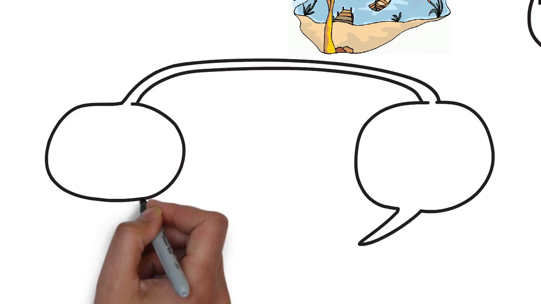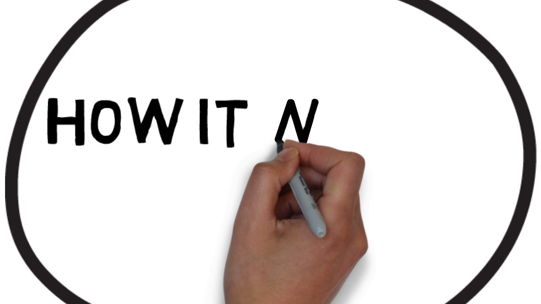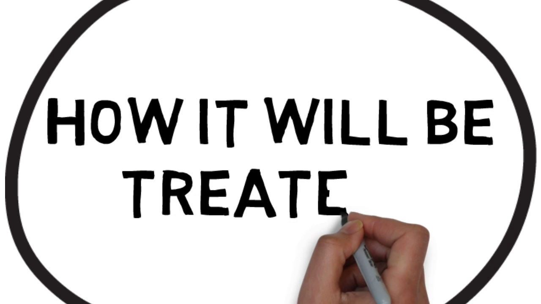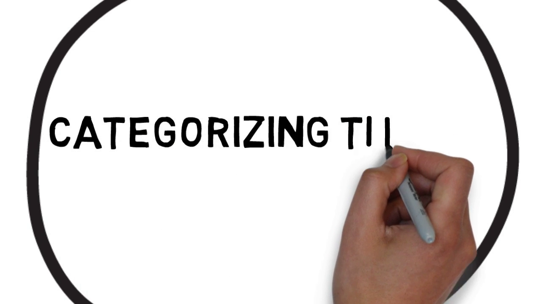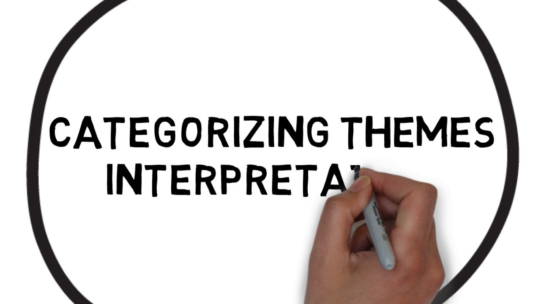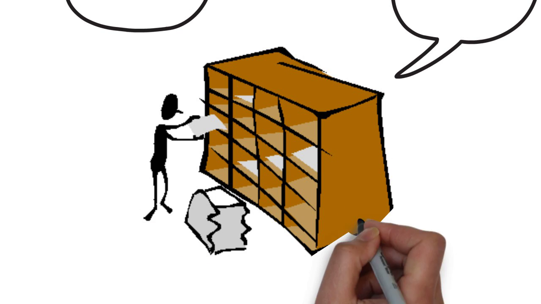The third question is: how is data going to be treated? There can be a lot of options here again. Here, I'm choosing to categorize the data according to themes and interpret them according to the themes. It's all about categorizing and putting perspectives into these categories.